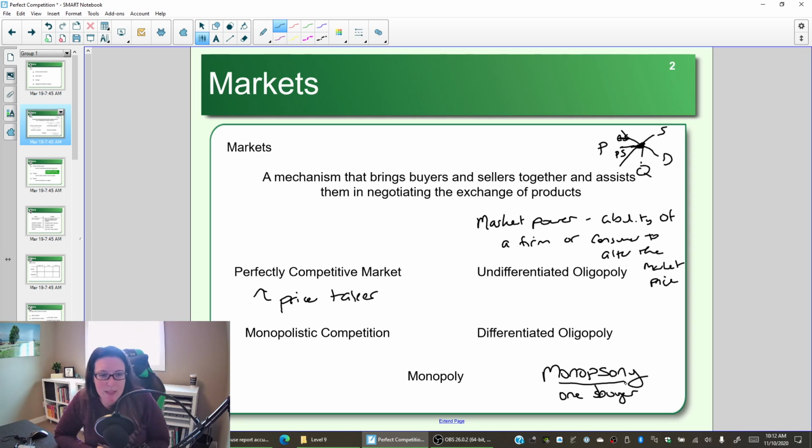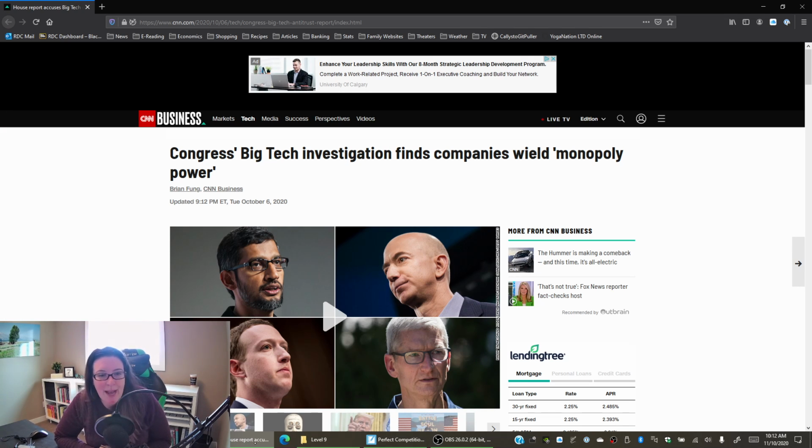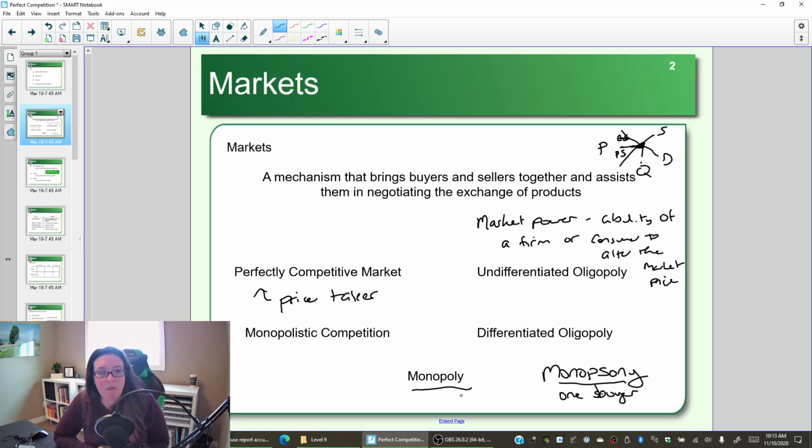So we care about who has the market power and what type of market we're in. It also matters because we have antitrust laws, which we'll talk about in a subsequent video. So just recently, the US Congress announced that they did an investigation, and they're accusing Google and Amazon and Apple of wielding monopoly power. Okay, well, what do they mean by monopoly power? They mean the power to influence the market price. They mean market power. And while monopolies themselves are not necessarily problematic, we allow for monopolies, the concern about monopoly power is having too much influence over the price.